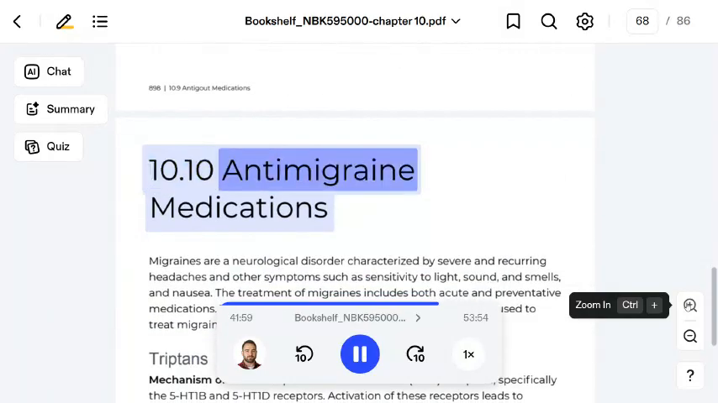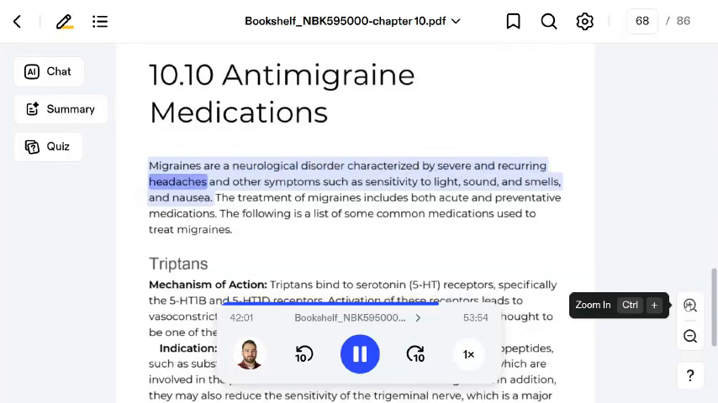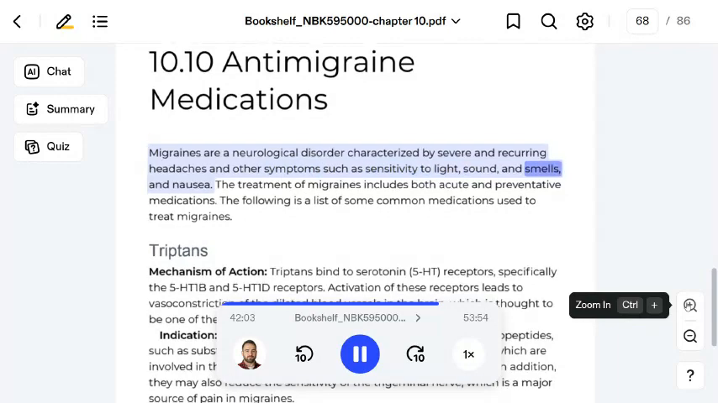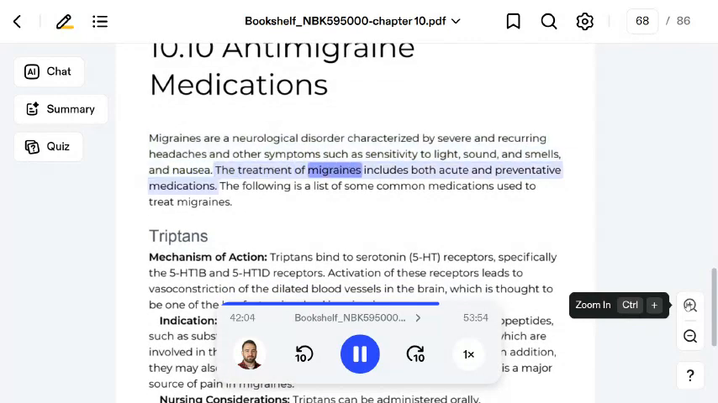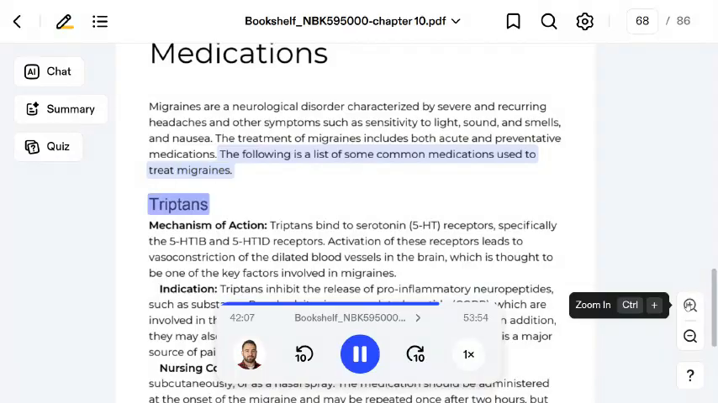10.10 Antimigraine medications. Migraines are a neurological disorder characterized by severe and recurring headaches and other symptoms such as sensitivity to light, sound, and smells, and nausea. The treatment of migraines includes both acute and preventative medications. The following is a list of some common medications used to treat migraines.